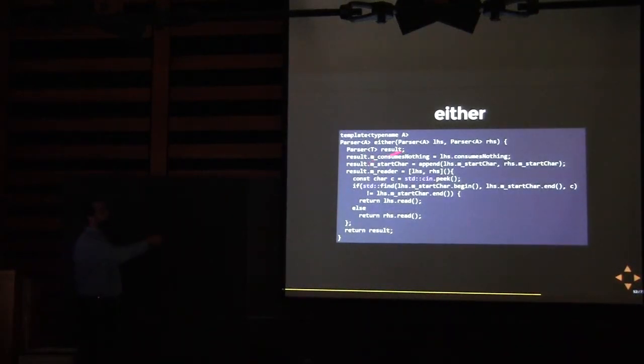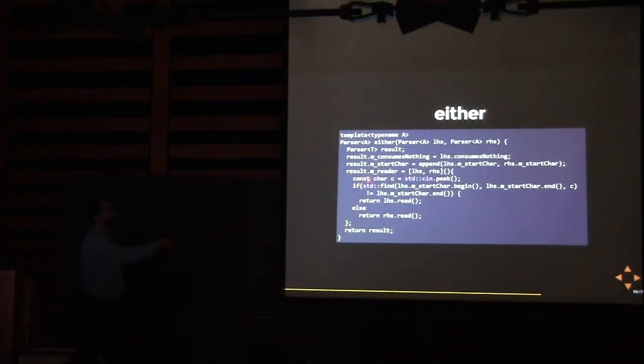So we have a parser which is the left-hand side, and a parser which is the right-hand side. We want to write a parser which is going to be either one or the other as the result. So here's the result. It's going to consume nothing if the left-hand side consumes nothing. Right, so if the left-hand side consumes nothing and always runs, then this thing is always going to hit the left-hand side, it's always going to consume nothing. The start characters are going to be the combination of the start characters of the left-hand side parser with the start characters of the right-hand parser. So the resulting parser can actually have the combination of both. This could be using a set or something like that. We really don't care.